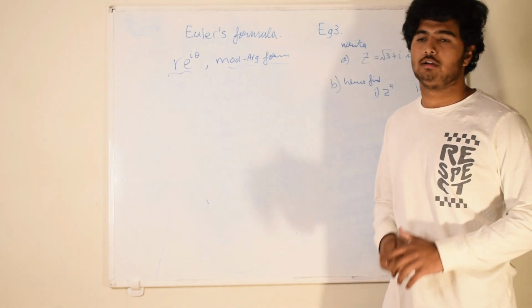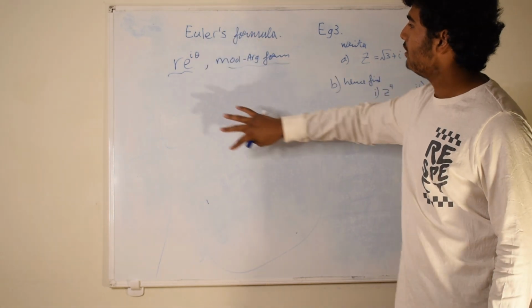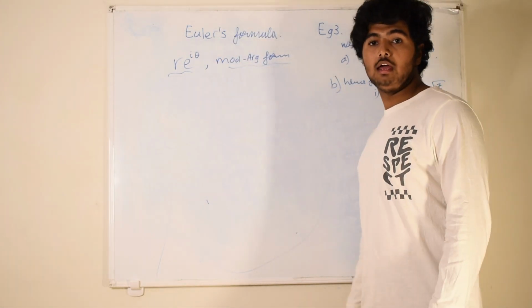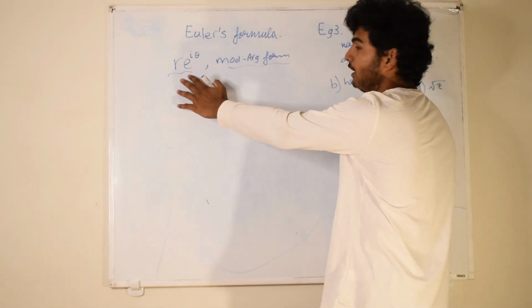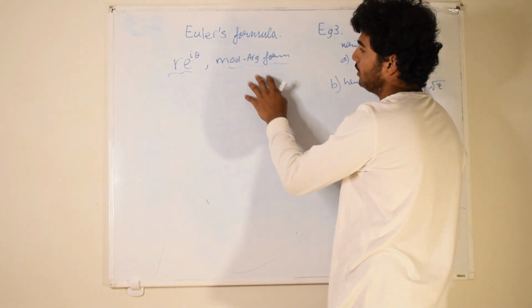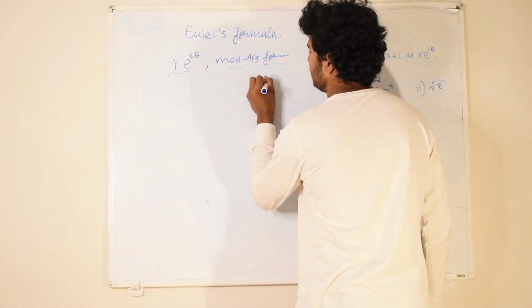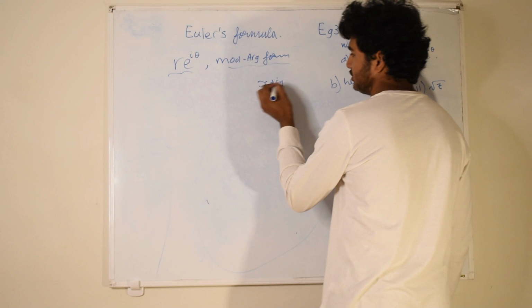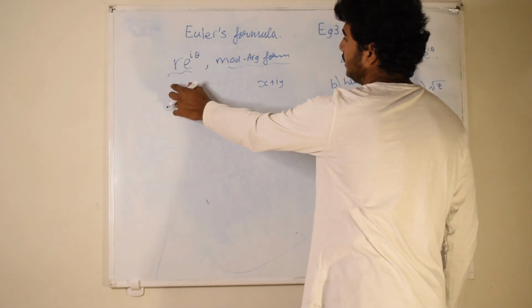So the next part of the video, we're going to talk about Euler's formula and the different ways we can write a complex number. For example, we've got an exponential form right here, we've got a mod arg form, and the third one is a Cartesian form, which we already know is x plus iy. So that's a Cartesian form of a complex number.